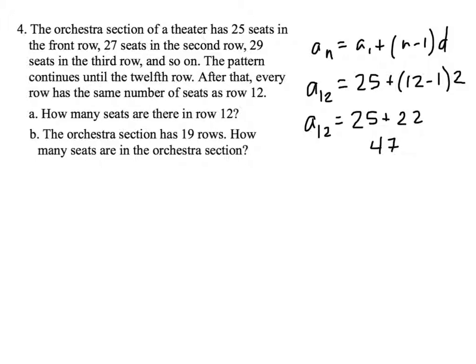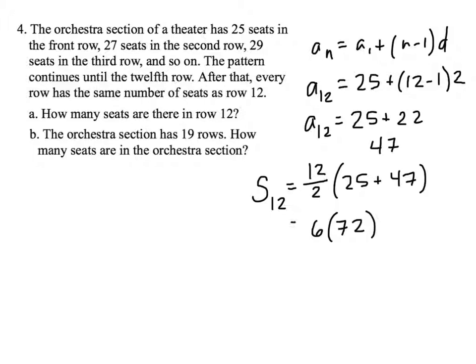So we need to find the sum of the first 12 rows. 25 in the first row, 47 in the last one. And that's going to be the number of seats in the first 12 rows of the orchestra. So 6 times 72. 252? No. That's not right. Fix that, Miss LeCount. Let's see. 6 times 70, 420. 6 times 2, 12. 432.